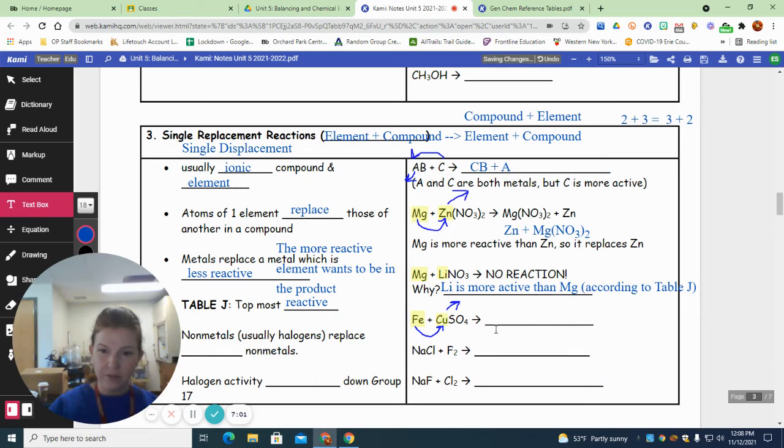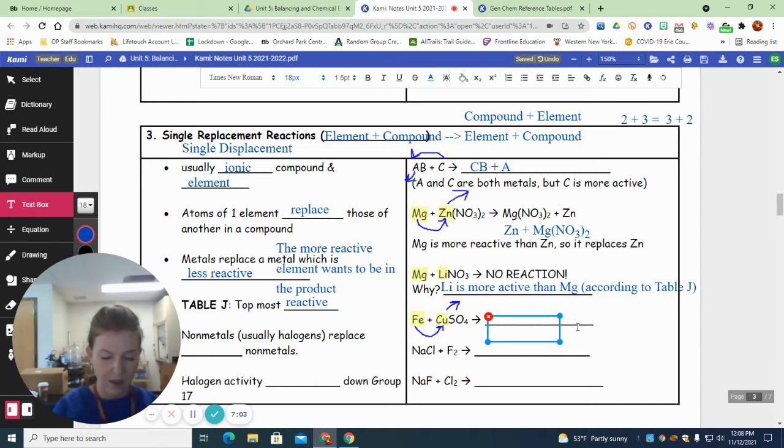So I would have FeSO4 plus Cu. Okay. Now, one thing to keep in mind, in any reaction, when you make a new compound, so like in this example up here, I made the MgNO3 2. In this one here, I made the FeSO4. You always want to look up charges and cross and drop.